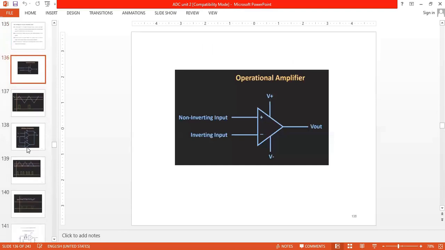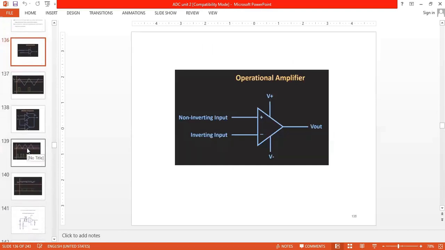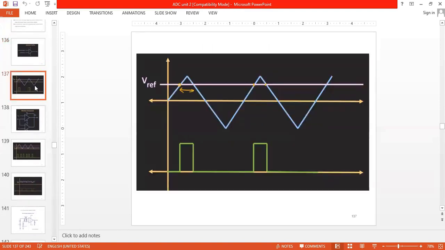Okay, let's see the diagram. That is the non-inverting input and inverting input, V plus and V minus. In this circuit, from 0 up to V reference, the value will be 0. After V reference, the value will be 1. After this value, the value will be 0. So it will be like this. The same concept applies to the output. We take any one of the signals and set the reference, and like that we can define the different output signals.